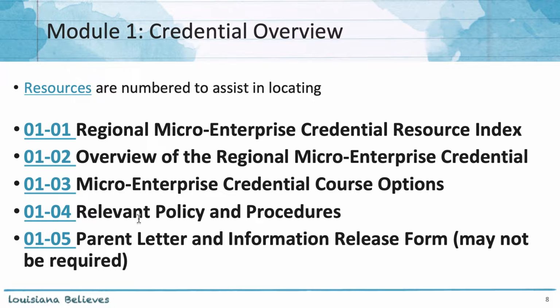0104 is a very important one to review, and it gives you the relevant policies and procedures about the BRAC Microenterprise Credential. And then 0105 is a letter to parents and an information release form. Be sure to consult with your school and your district policies for communication with parents, as well as with the information release form. Your district or school may already have something in place, and this is just intended to be a guide or resource for you if there's not something already in place for your district.